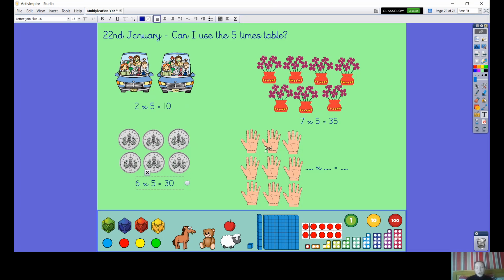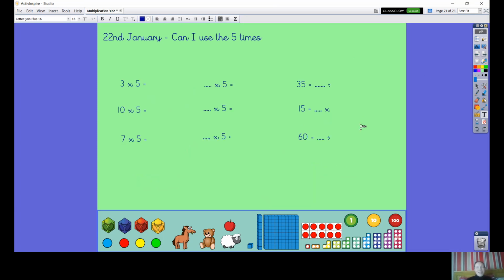Ooh, we've got 9 times 5 here. Use your counting in 5s to help you. 5, 10, 15, 20, 25, 30, 35, 40, 45. 9 times 5 is 45. So, can you do these ones without the pictures? Have a go.